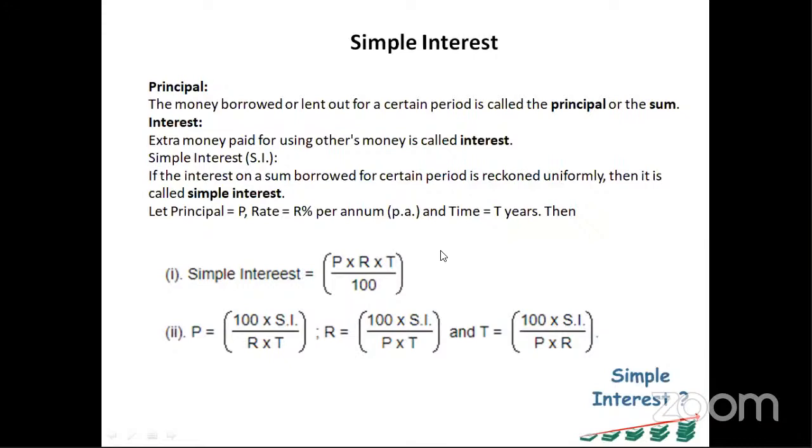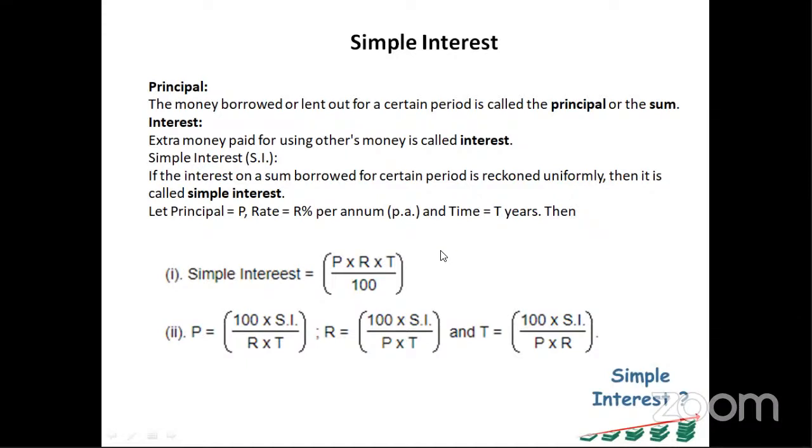So here we'll have something called principal. That is very important. Principal is basically the money which is lent to or borrowed from someone, or lent out to someone for a certain period. We will call it principal, or alternatively it will be called sum. That also it will be called.